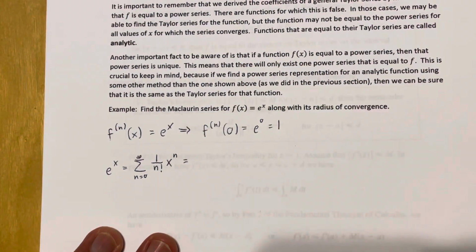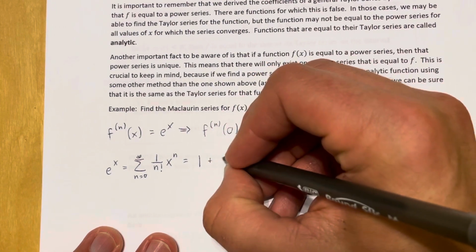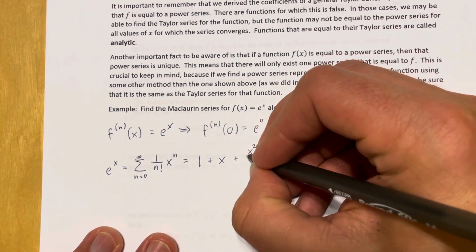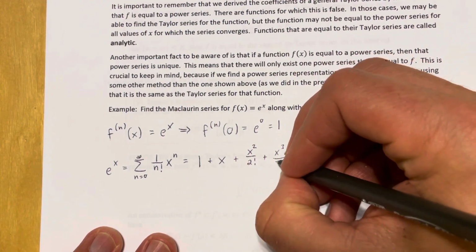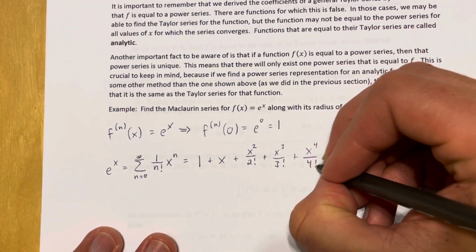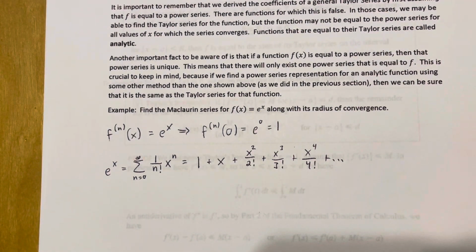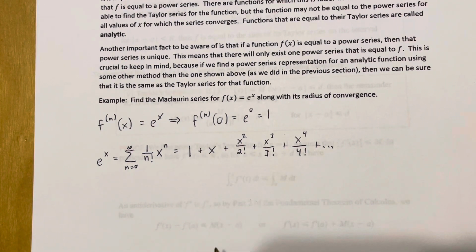If I were to write out the first few terms of this thing, it would look like 1 plus x plus x squared over 2 factorial plus x cubed over 3 factorial plus x to the 4th over 4 factorial, and so on. Okay, that's the power series representation, or the Maclaurin series for e to the x, centered at 0. Maclaurin series are always centered at 0.